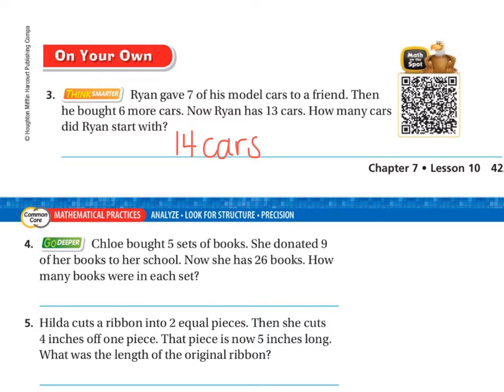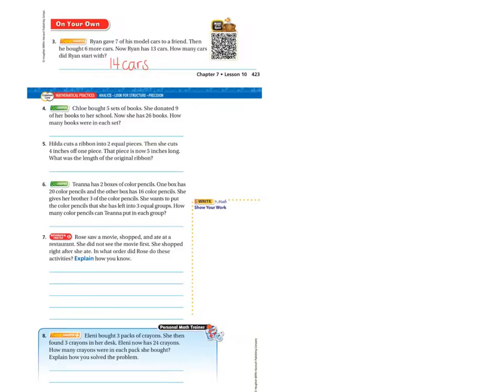If you got 14 cars, you may fast forward to number 4. Let's take a closer look at how we get 14 cars. Because the problem wants to know how many cars Ryan started with, that word start is a huge clue to us that we need to work backwards. Anytime you see a word like start or begin with, you want to work backwards.